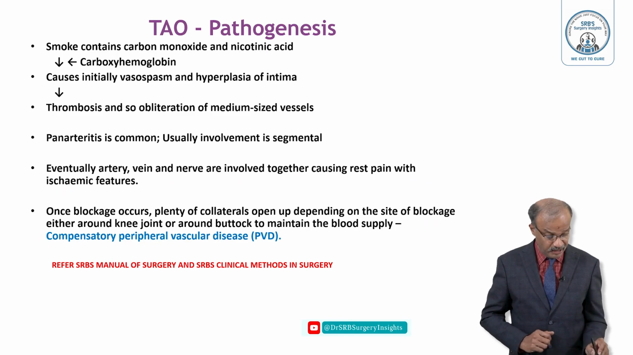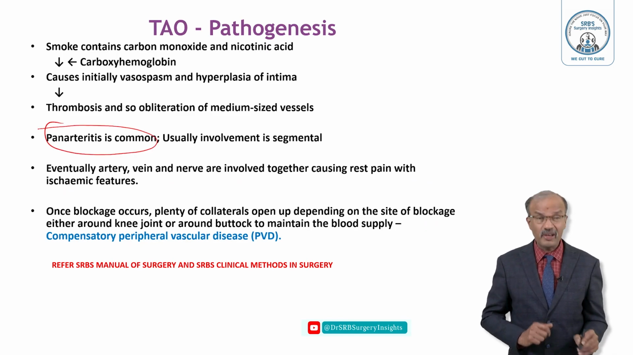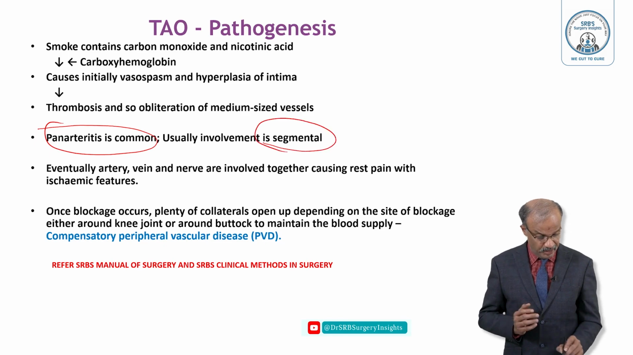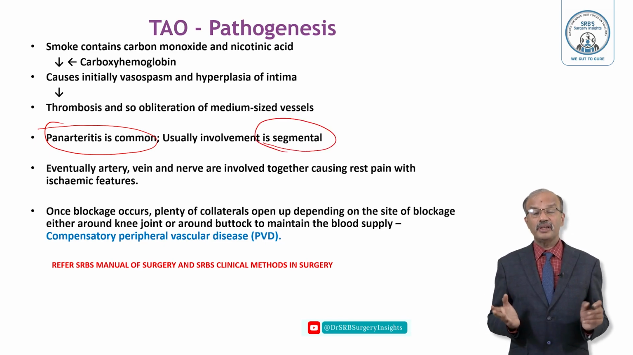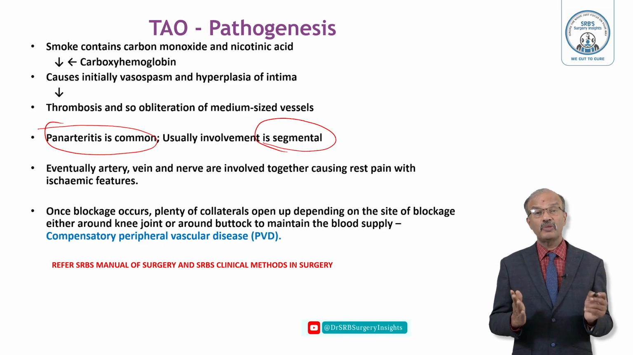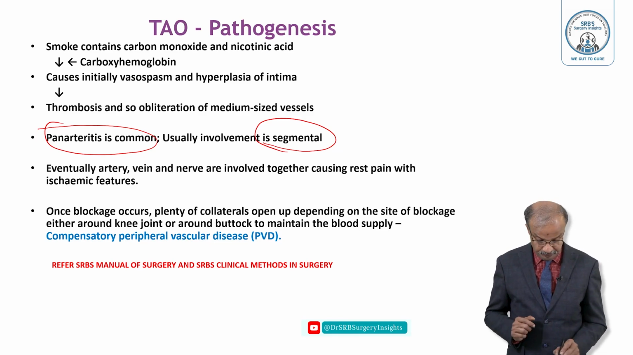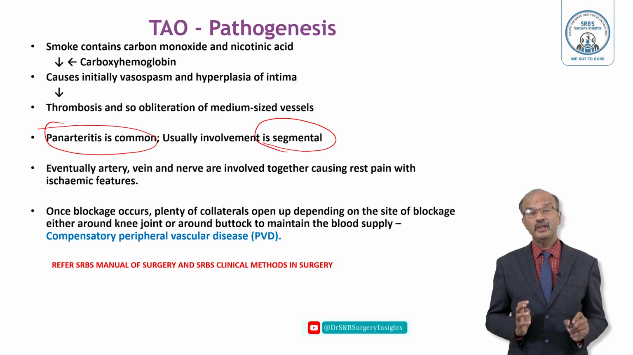And panarterial disease, this is very specific. Panarterial, all layers are involved. Mainly segmental, I have already told. Eventually artery, vein is involved. Eventually nerves are involved, vasa nervorum is involved. At that stage, they will develop rest pain. And once a complete blockage occurs, what happens?